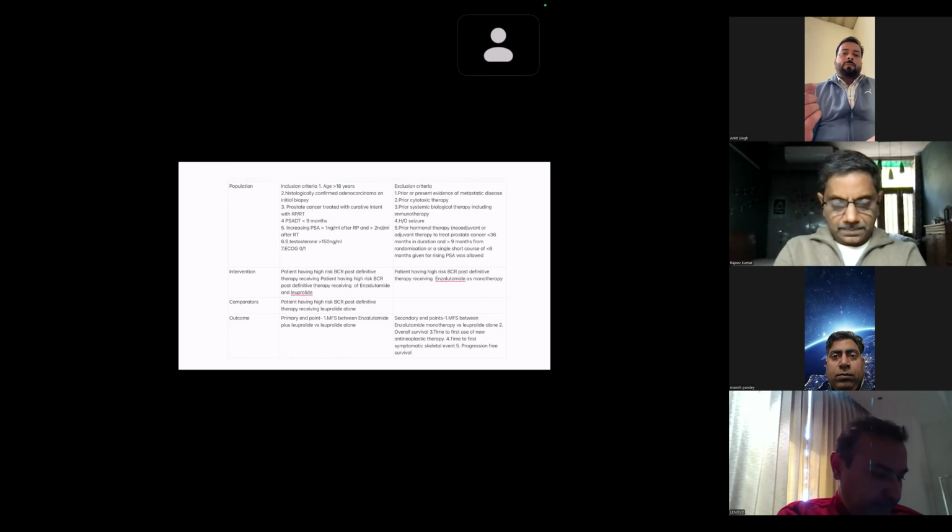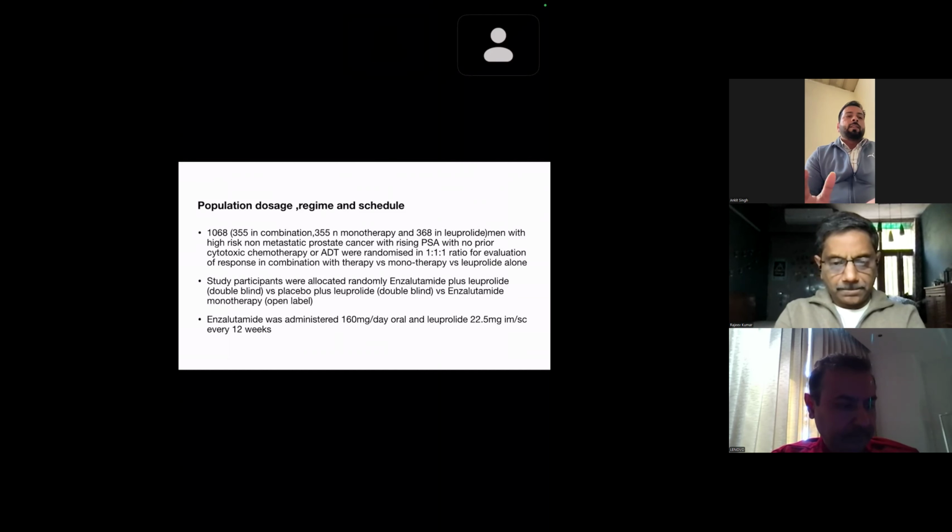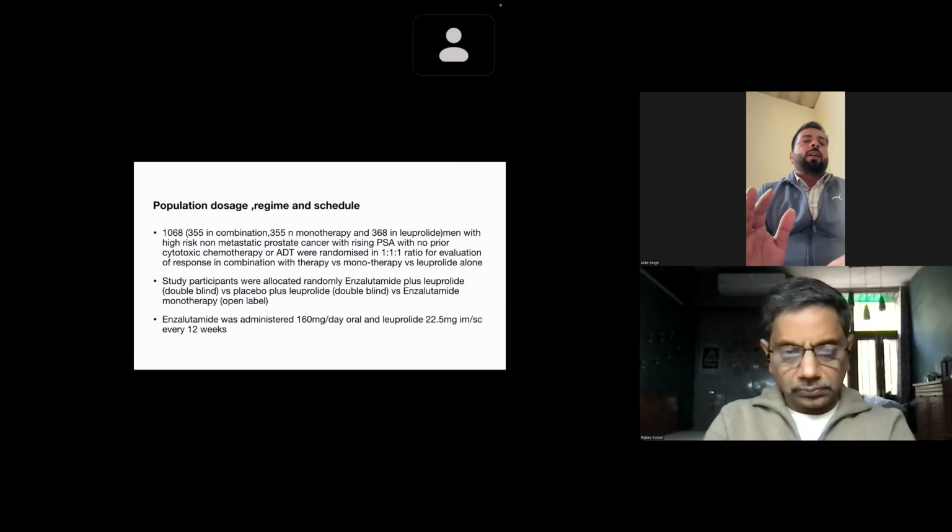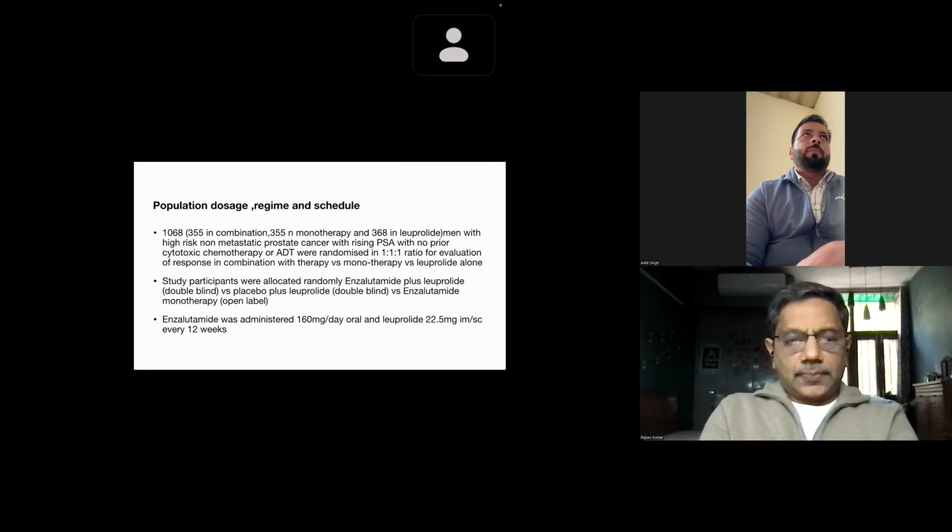A total of 1,068 patients with high-risk non-metastatic prostate cancer with rising PSA and having no previous cytotoxic chemotherapy or ADT were randomized in a 1:1:1 ratio to combination therapy, monotherapy with enzalutamide alone, and leuprolide only therapy. The study population in the combination group and leuprolide group were double-blinded, whereas enzalutamide monotherapy received open label without placebo. Dose of enzalutamide was 150 milligram per day orally, and leuprolide was 22.5 milligram, either given intramuscular or subcutaneous every 12 weeks.